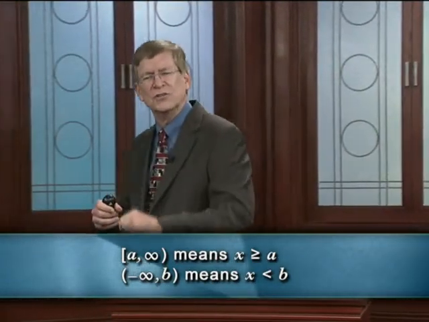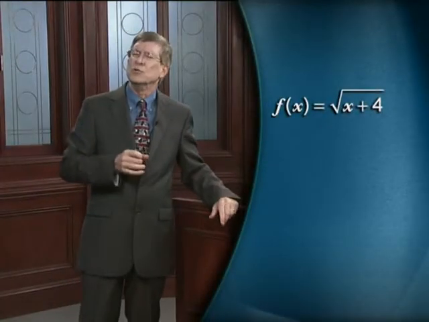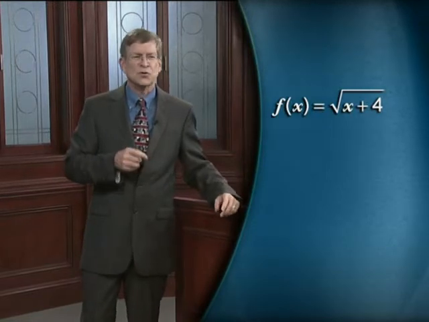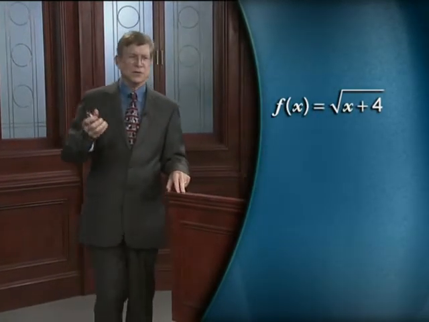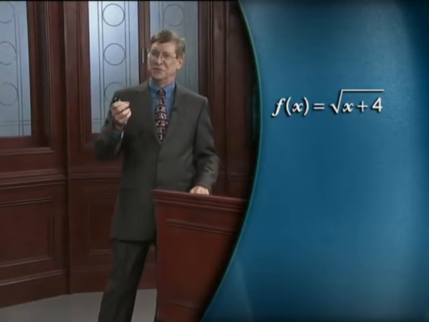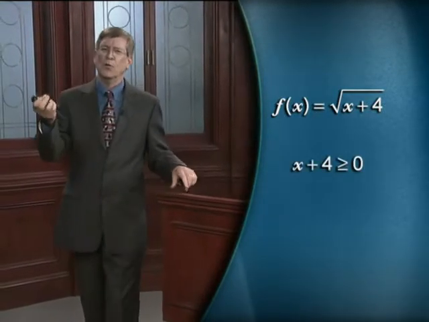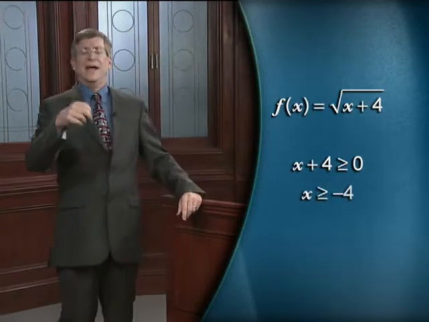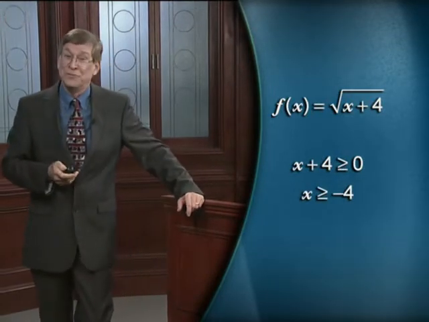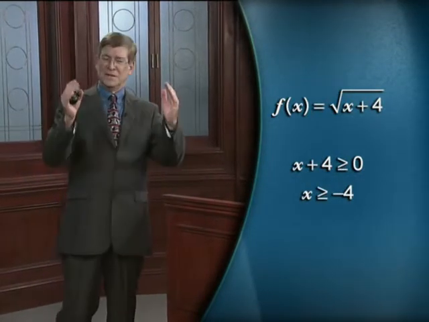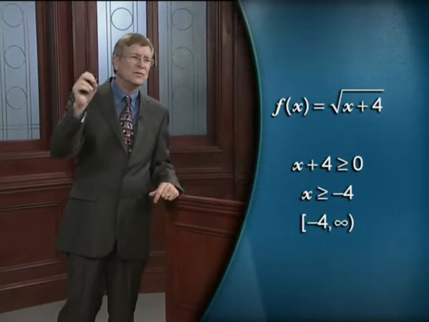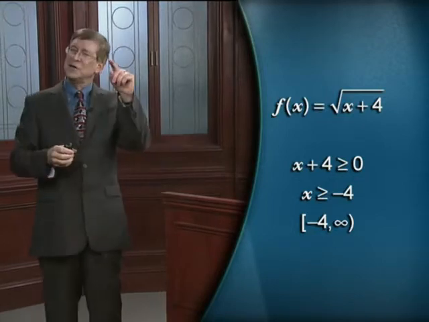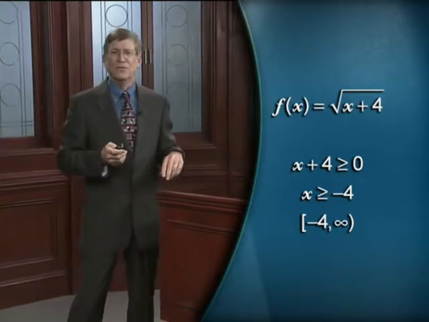Let's apply it to a simple example. What's the domain of the function square root of x plus 4? The square root of the quantity x plus 4. Well, we know about square root functions. They have to be greater than or equal to 0. So we have x plus 4 greater than or equal to 0, or x greater than or equal to minus 4. And hence, using this notation, we could write the domain as the interval [−4, ∞), putting a bracket next to the minus 4.